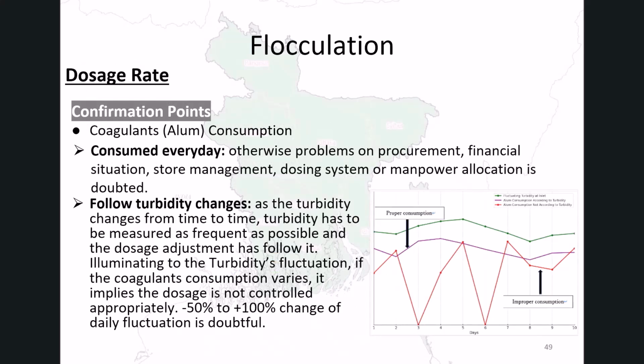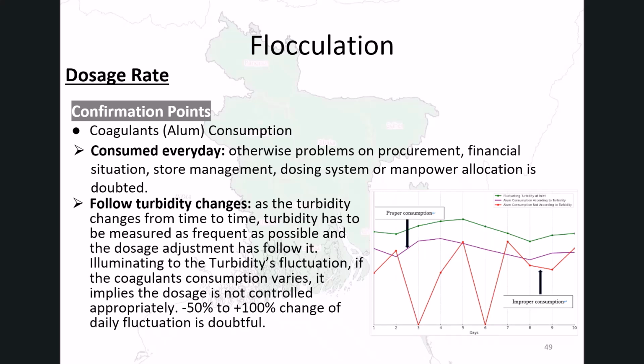Now, we focus on the main confirmation points for flocculation. First, alum has to be consumed every day. Otherwise, problems with procurement, financial situation, store management, dosing system or manpower allocation are doubted. Secondly, monitor the relationship between dosage and turbidity and ensure changes are logged properly.